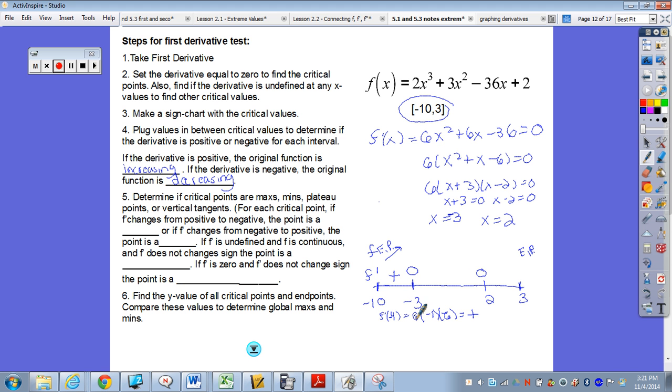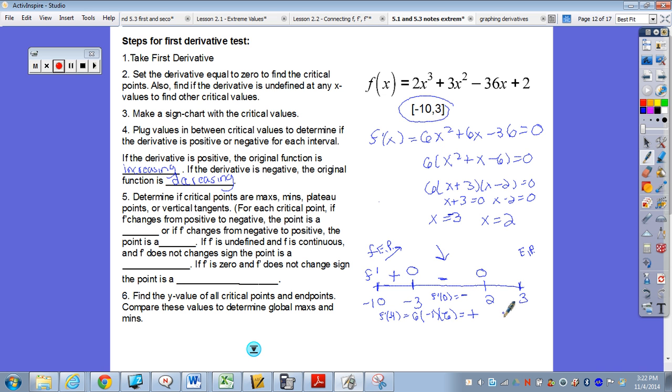So I'm going to try a value between negative 3 and 2. So I'm going to try like f prime of 0. If 0 is in your interval, always try it. If I plug 0 into this, I get 6 times 3 times negative 2. Again, all I care about is if it's negative or positive. It gives me a negative, so this is negative, and it's decreasing.